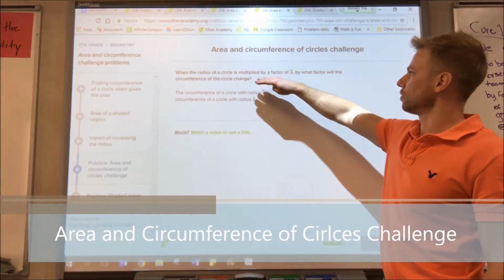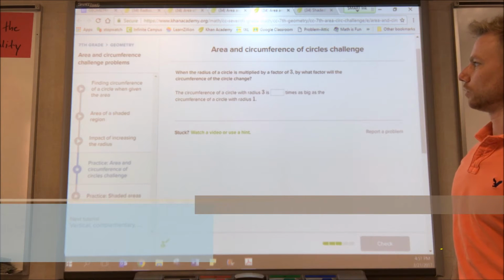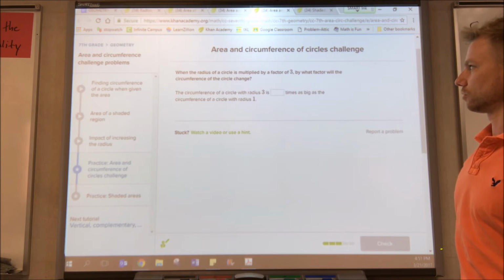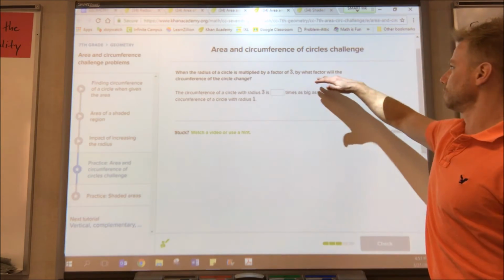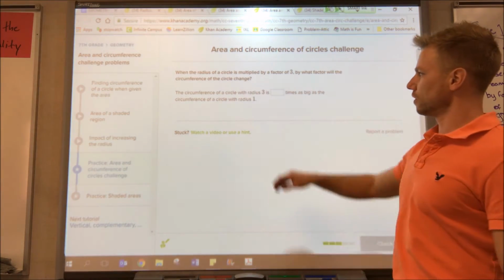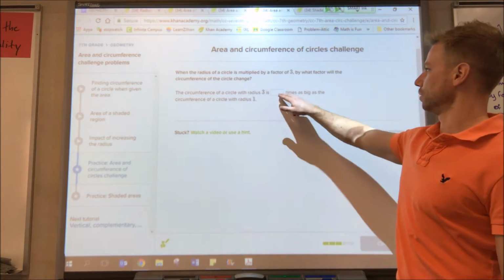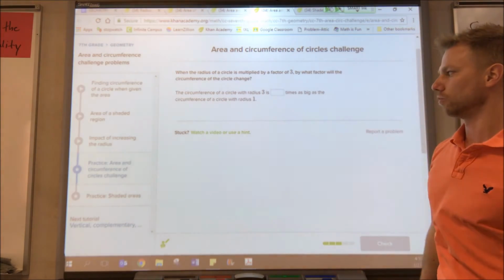When the radius of a circle is multiplied by a factor of 3, by what factor will the circumference of the circle change? Okay, the radius is multiplied by a factor of 3. By what factor will the circumference change? Okay, the circumference of a circle with a radius of 3 is blank times as big as the circumference of a circle with a radius of 1.